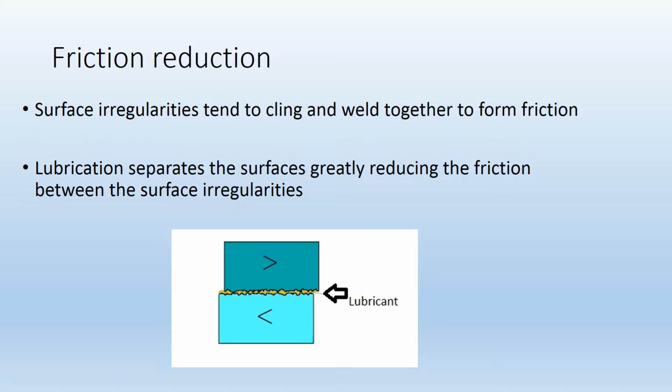Friction reduction. When two surfaces are rubbing together, the little peaks and valleys are coming in contact with one another and causing a resistance to motion. By adding a lubricant between those two surfaces, they are separated and the friction is greatly reduced.